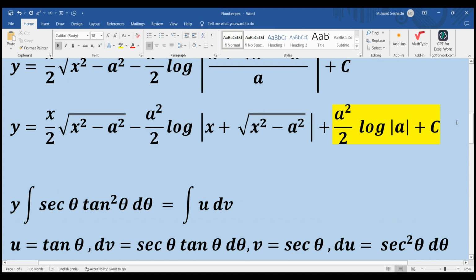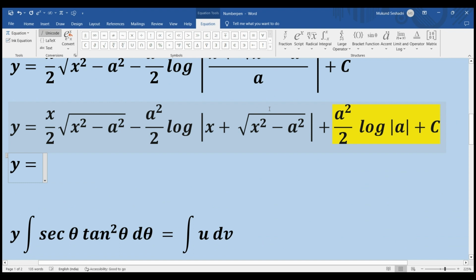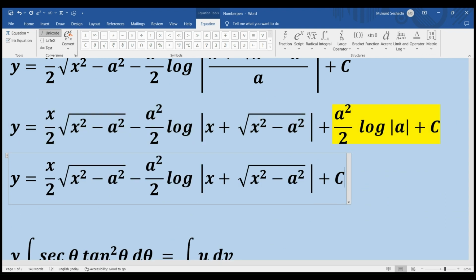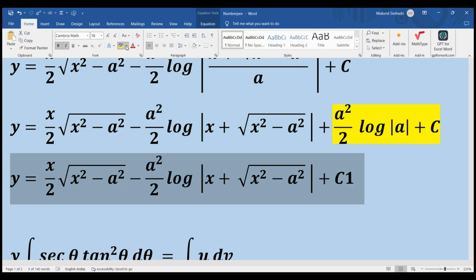So let's finalize our answer to y. My y equals x by 2 times the square root of x square minus a square, minus a square by 2 log of mod of x plus the square root of x square minus a square, plus my constant C1. So let me highlight my final answer in pink. And there we are.